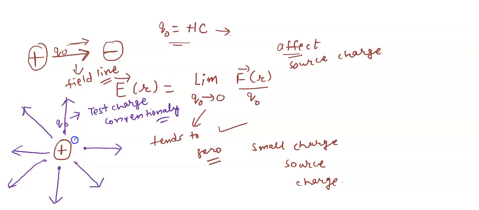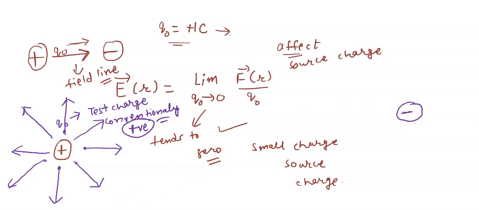Agreed? Am I clear? So this is how it looks like, and the reason being that the test charge conventionally is taken positive. Okay, that is the reason. Now on the other side, if we try to draw for negative charges, now see, just the opposite will happen here. This is the negative charge.